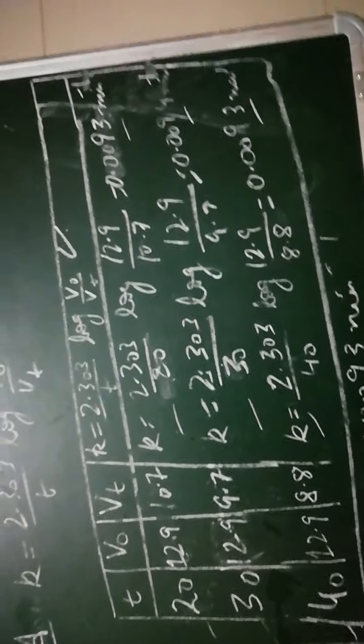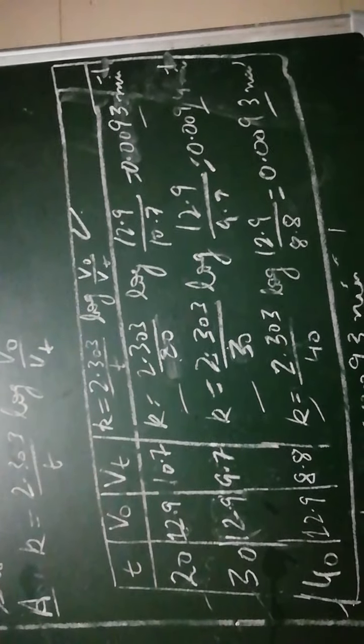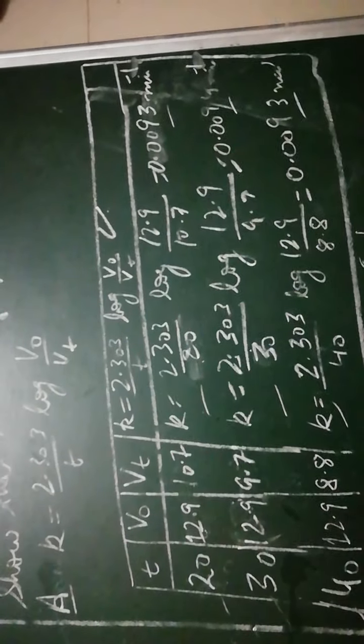So these are some of the examples which we have discussed about first order, that is decomposition of N2O5 and decomposition of H2O2.